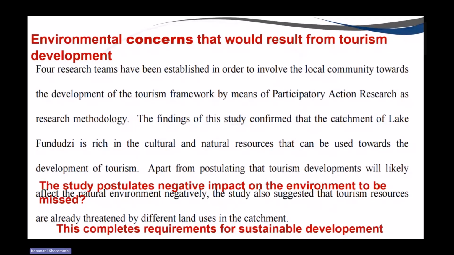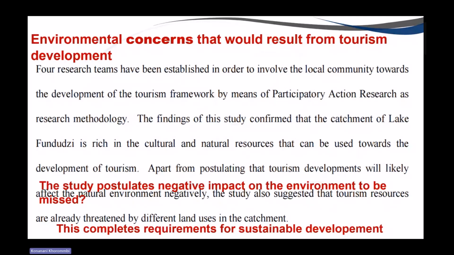And I told you that the natural environment includes the animals and the plants that are there. Then it means we are now taking ethical consideration in terms of harming our animals and our plants. But the study did find that tourism development would impact on the natural environment negatively. But apart from that, the study also suggested that tourism resources are already threatened by different land uses in the catchment.